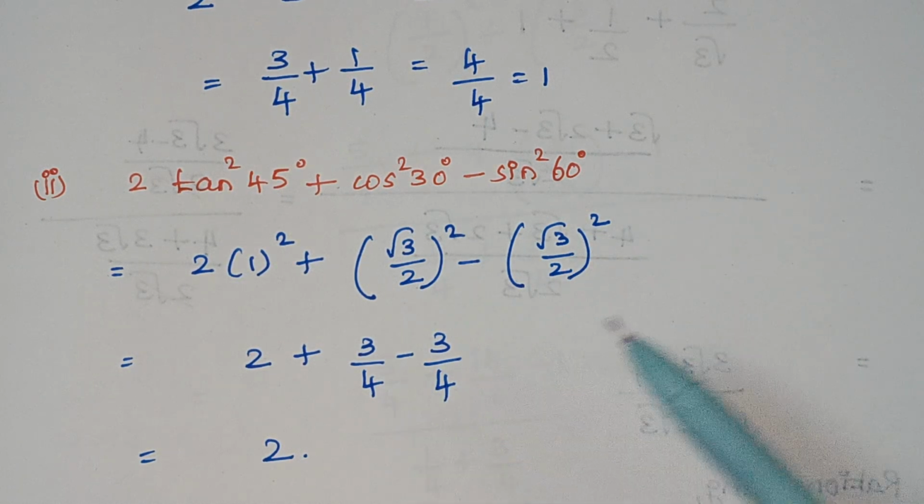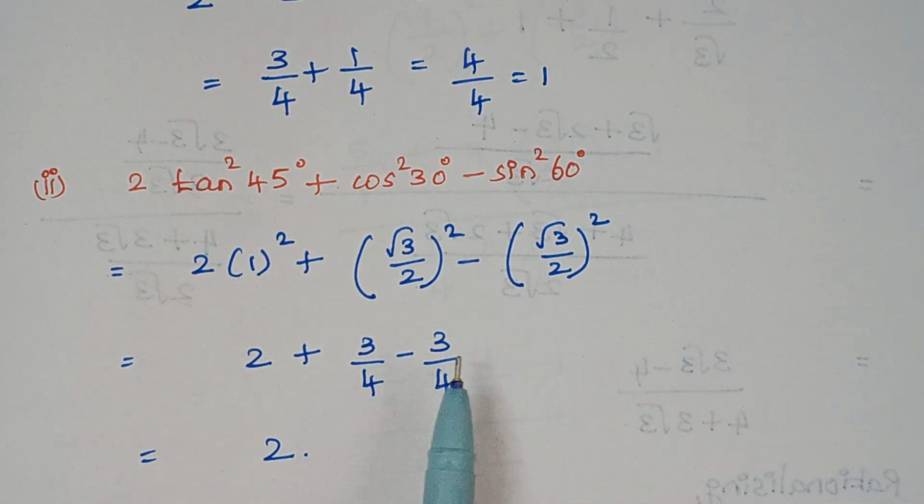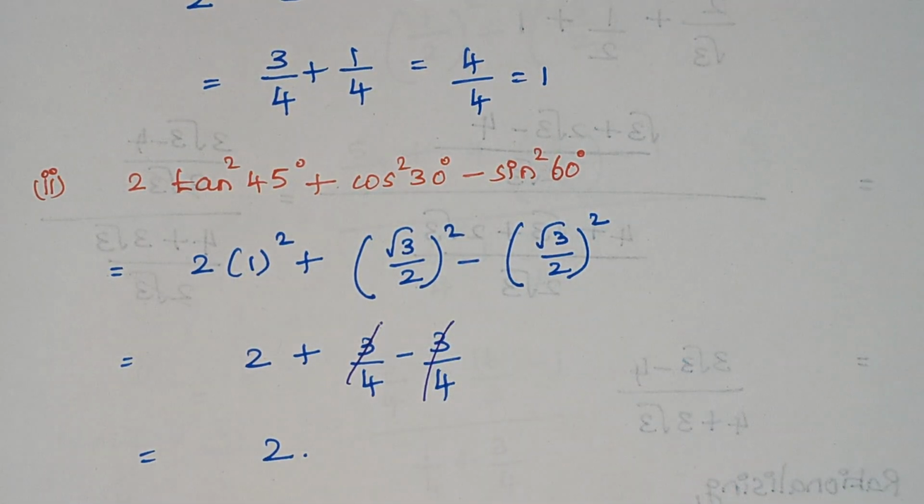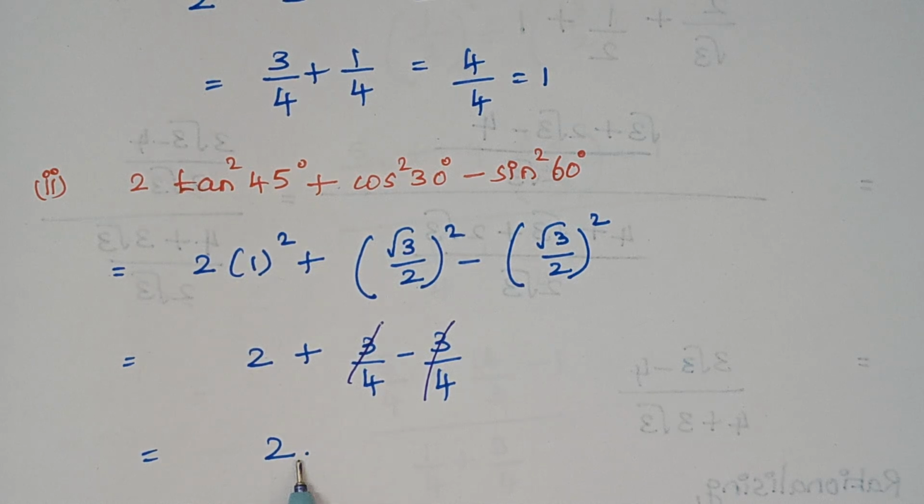The same thing here, right? Since the values are same but with the opposite sign, we can cancel them. So, the final answer is 2.